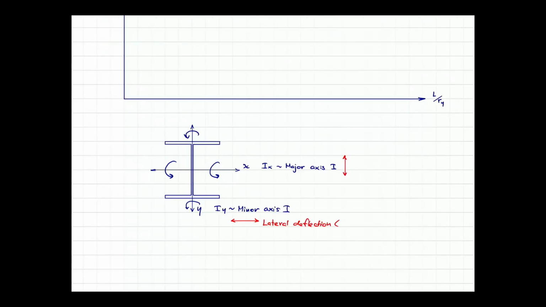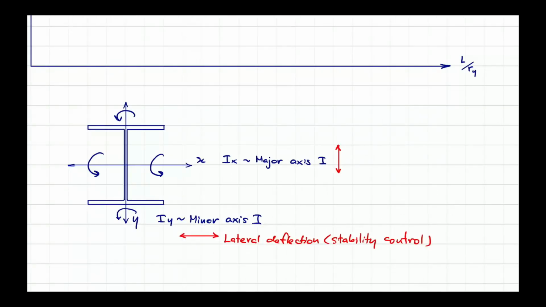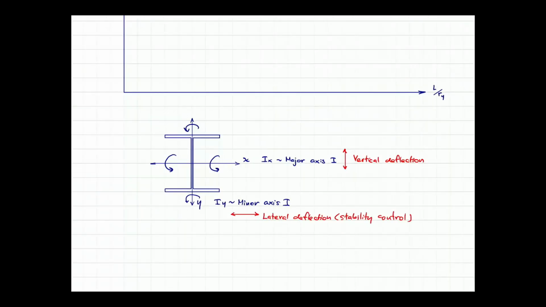Which is stability control. For x, nothing to do with the stability. So the Iy is the one that controls, and that results in the Ry that appears over there.